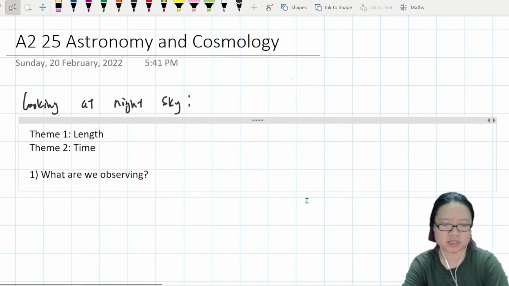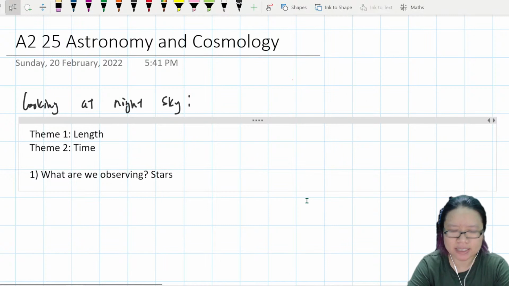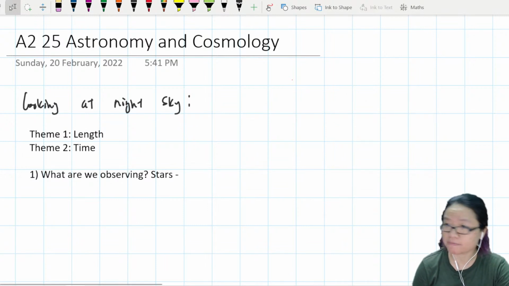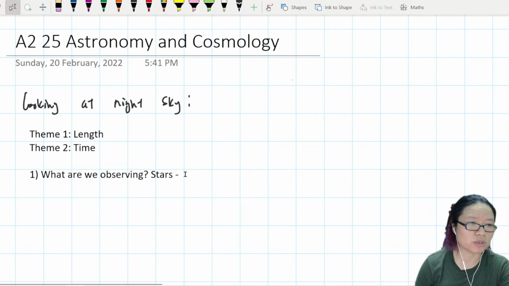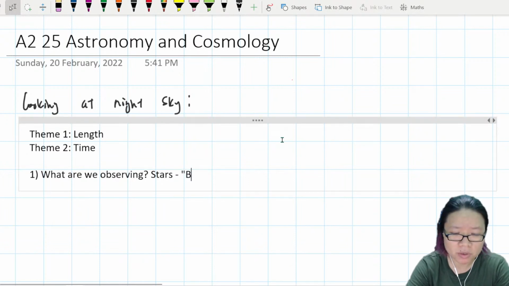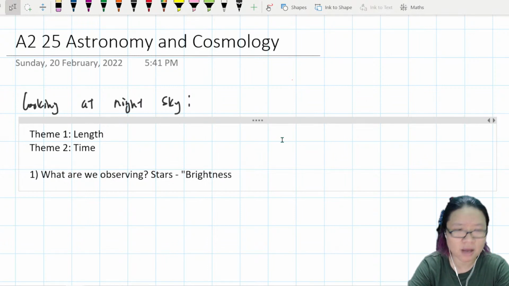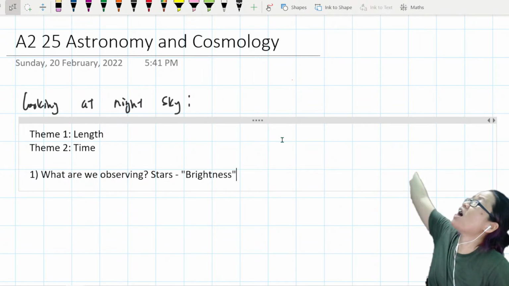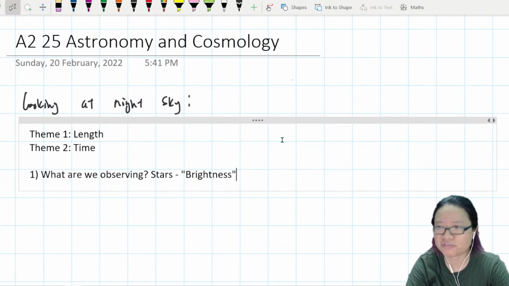Nice, we observe stars. But what exactly about the stars are we observing? We are going to be able to see two things. Number one, we are going to be able to observe the brightness of the star. You look at it, wow, the star is very bright. Okay, look, brightness of the star.